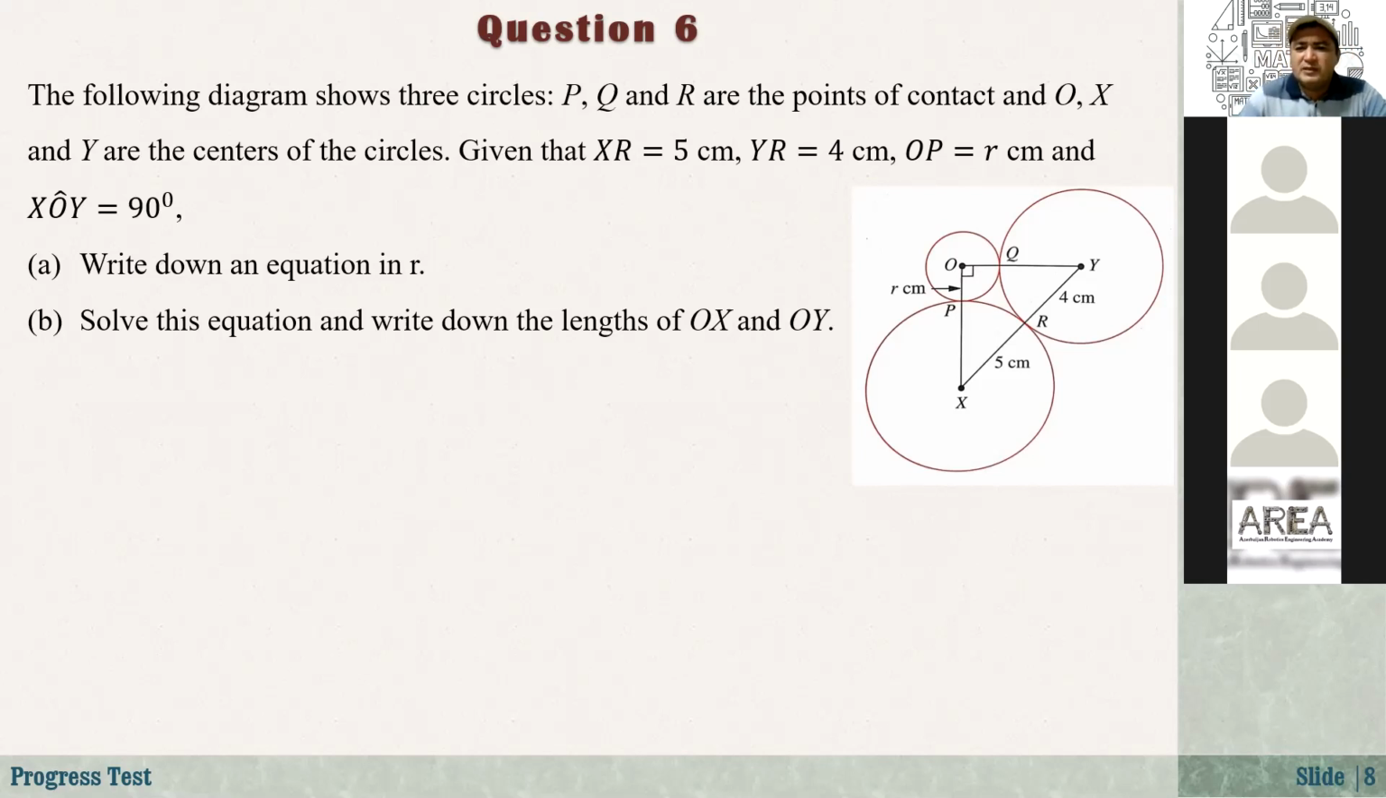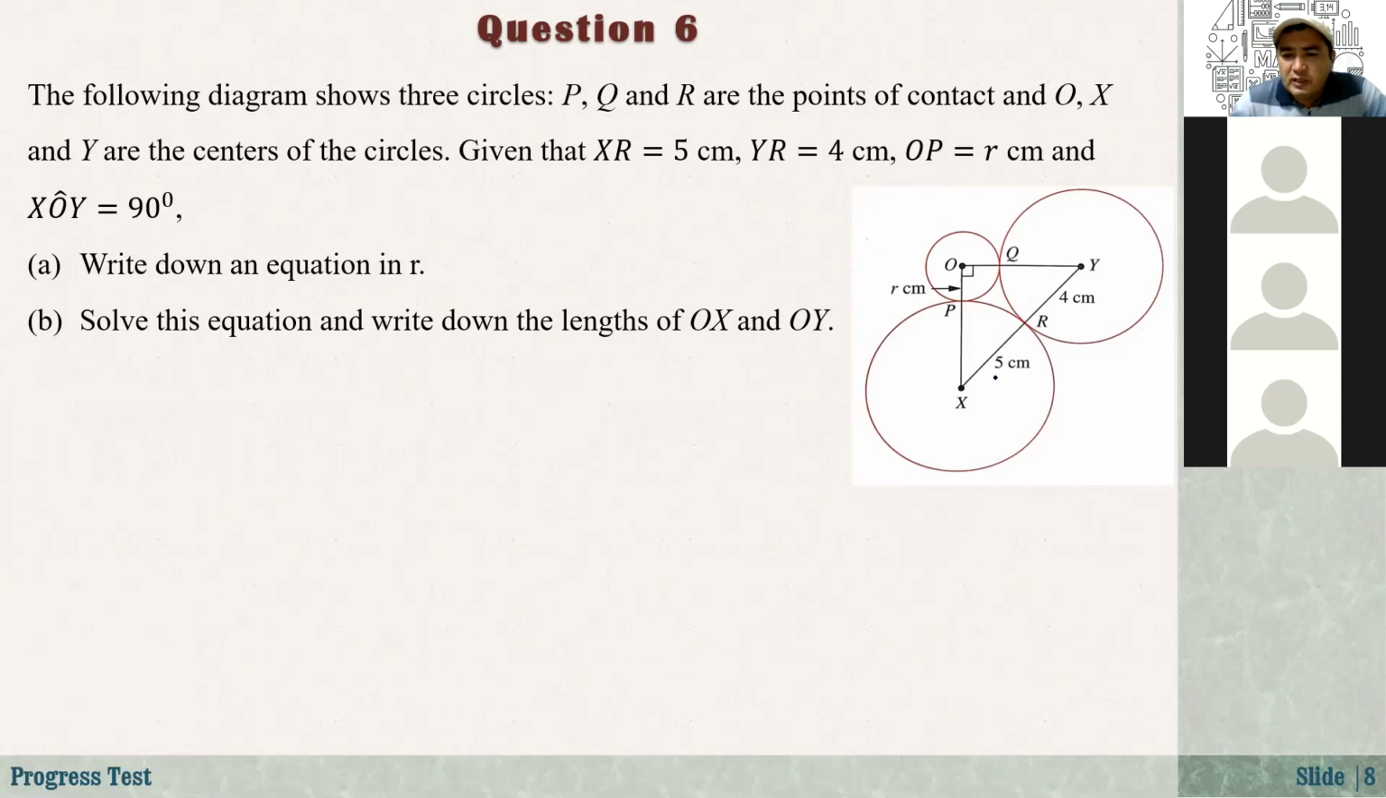It's just, as you see, okay. So we are talking about the circle. If XR is equal to 5, then XP must be equal to 5, because that is the radius of this circle. If RY is equal to 4, then YQ must be equal to 4. If PO is equal to r, then OQ is also the radius of the smaller circle, so it should be r. And since XO and OY are perpendicular to each other, that means XOY is a right angle triangle. So using the Pythagorean theorem, we can form our equation, right?